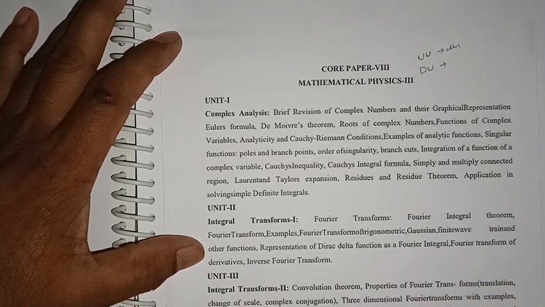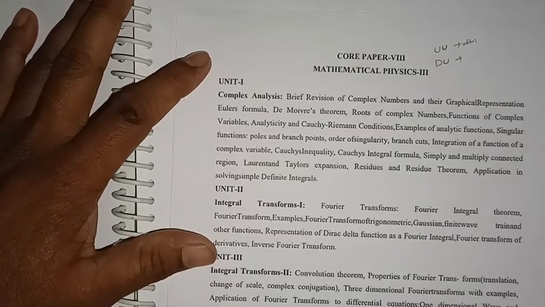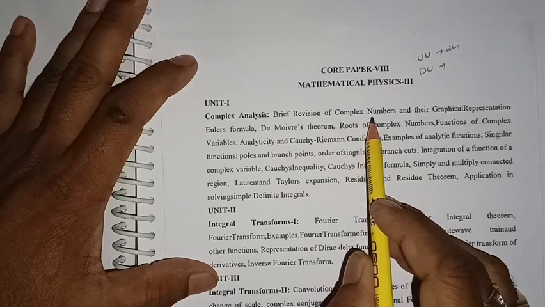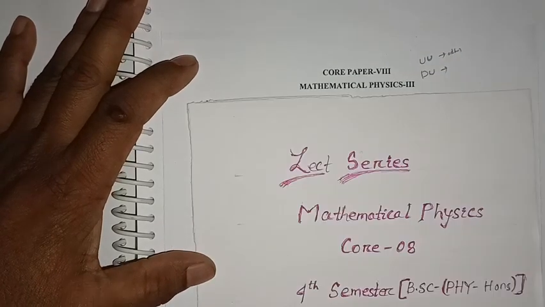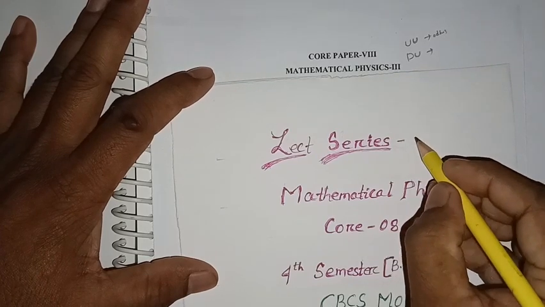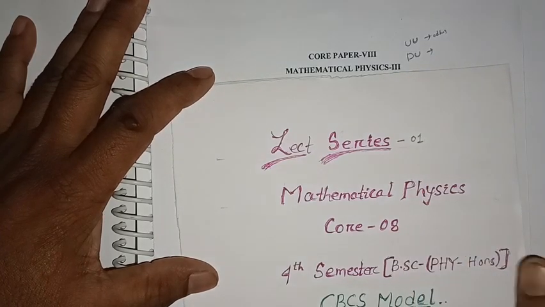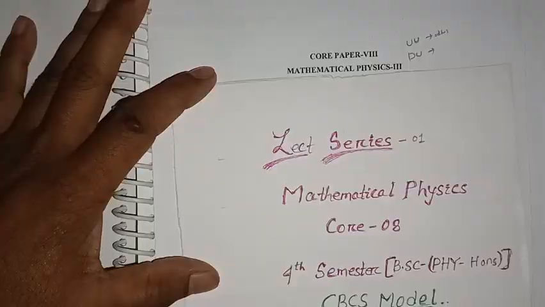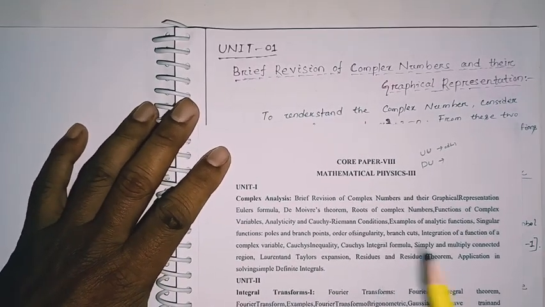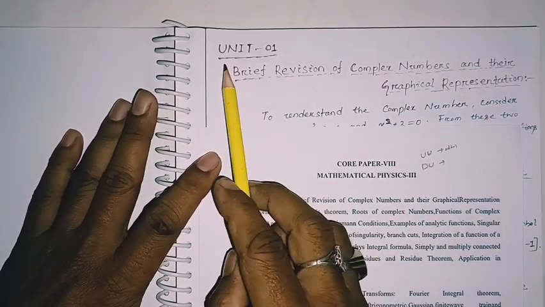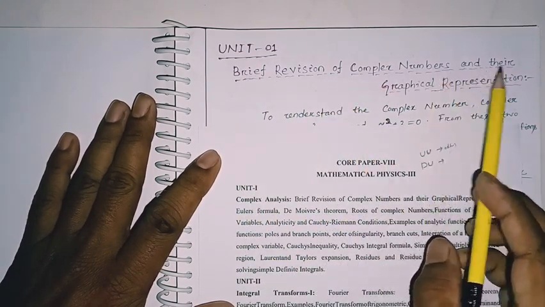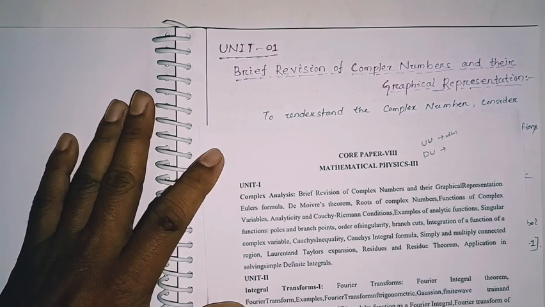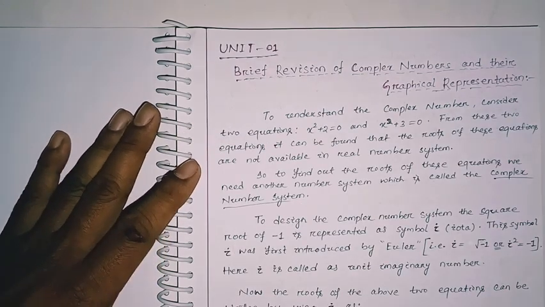Okay, so let's start our first lecture upon brief revision of complex numbers and their graphical representation. So this is your lecture number 1, the first lecture from your unit 1, that is a brief revision of complex numbers and their graphical representation, which we are going to discuss in detail with notes.